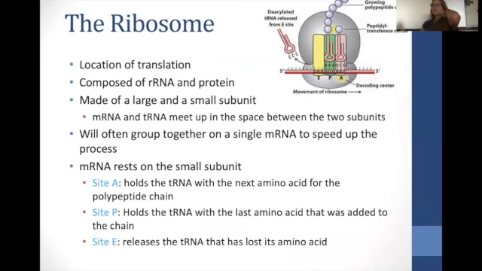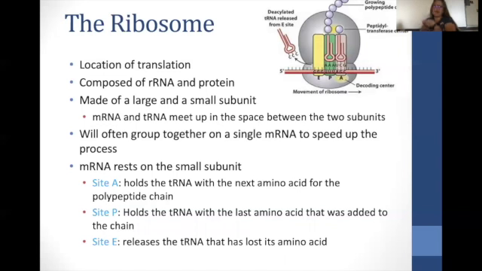So here is a picture of your ribosome. When you look at it, this is the location of translation. It is composed of rRNA and a protein. It's got a large subunit on top and a small subunit on the bottom. That small subunit is where the mRNA is going to kind of land. It's the holding place for it.